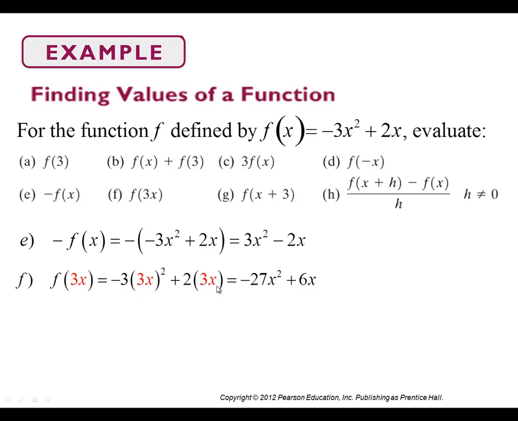Parentheses, and then this is squared. And so this would be 3 squared. Again, order of operations, exponents first. 3 squared is 9, x squared. So 9x squared times negative 3 is a negative 27x squared. And then 2 times 3x is 6x.